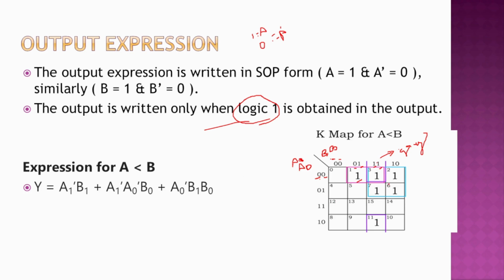Afterwards, you need to do grouping. You can do 3 groupings here. The first group is this. These 4 ones will be grouped together, and afterwards these 2 ones we can group together. Then finally group this one. After the cancellation process, you will get an equation like this: A1 dash B1 plus A1 dash A naught dash plus A naught dash B1 B naught. You need to separately write group 1.